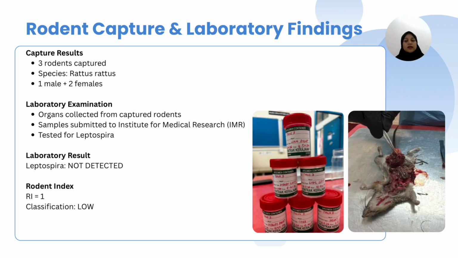Although the rodent index was low, continuous monitoring, proper waste management, and environmental sanitation are still important to prevent an increase in rodent population and reduce the potential risk of leptospirosis transmission.